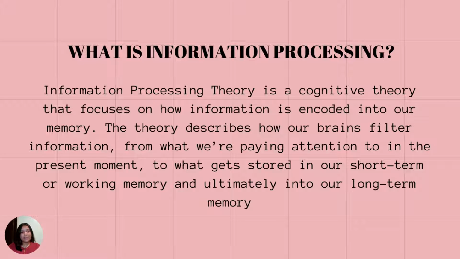First, we must know what is information processing. Information processing theory is a cognitive theory that focuses on how information is encoded into our memory. The theory describes how our brains filter information from what we are paying attention to in the present moment to what gets stored in our short-term or working memory and ultimately into our long-term memory.